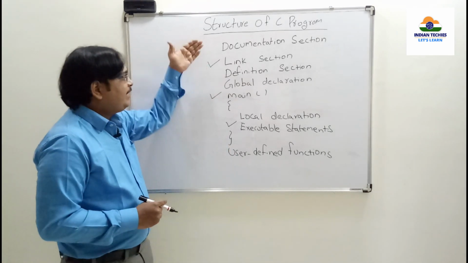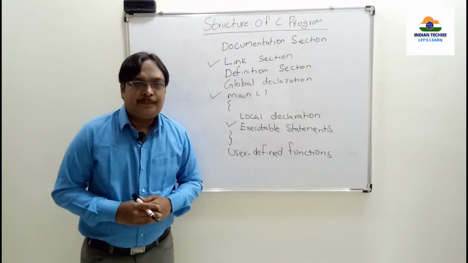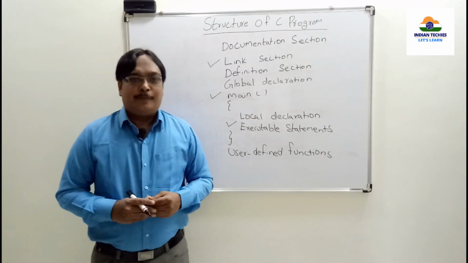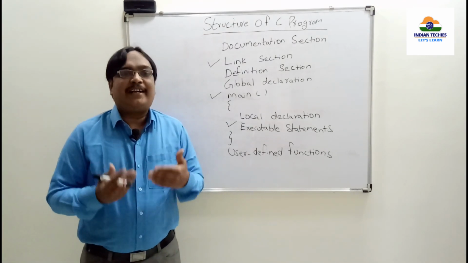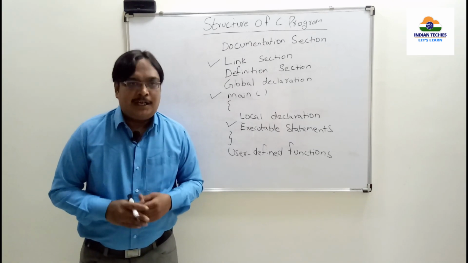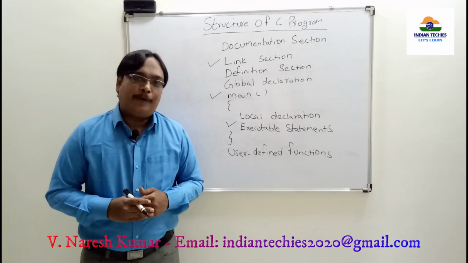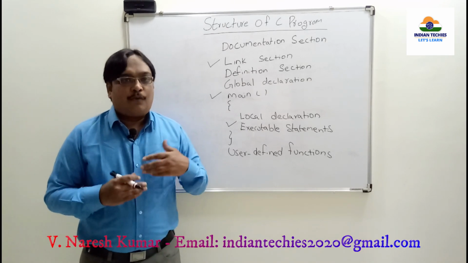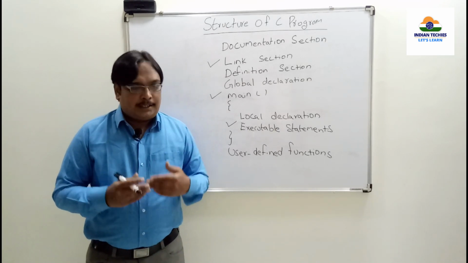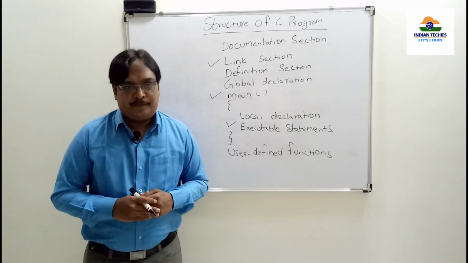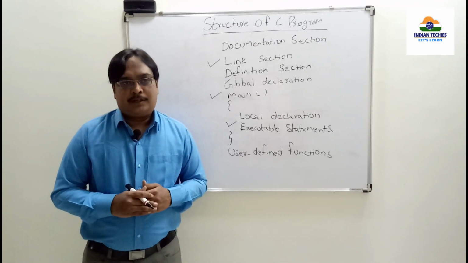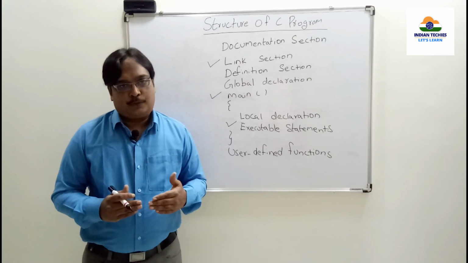Coming to the first one, that is documentation section. So, what do you mean by documentation section? What do we write in the documentation section? We write some lines. These lines are called comment lines. Next, what do you mean by comment lines? Suppose you have written a program by yourself. It has been executed, you got the output.